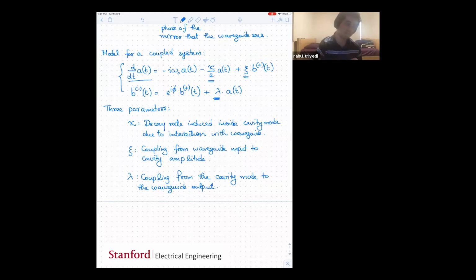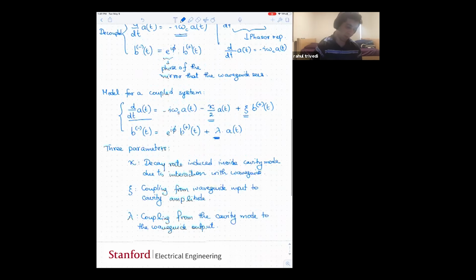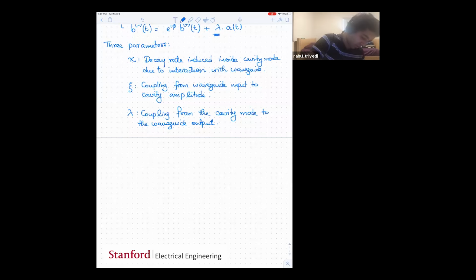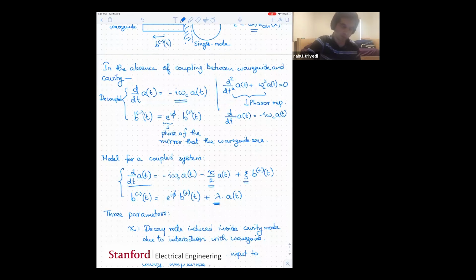Okay, so let's start working through that one by one. Before we start doing that, let me make a small note on units and normalization, because this is important. As you can see here, we have written down all our dynamics in terms of these amplitudes, the amplitudes of the waveguide and cavity mode. So A of t is the amplitude of the cavity mode, and the electric field inside the cavity is A of t times the mode profile of the cavity. B minus and B plus are, as we discussed in the last class, the amplitudes of the forward and backward propagating modes in the waveguide.